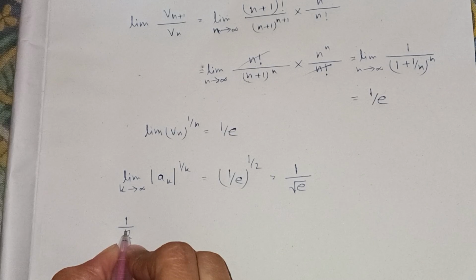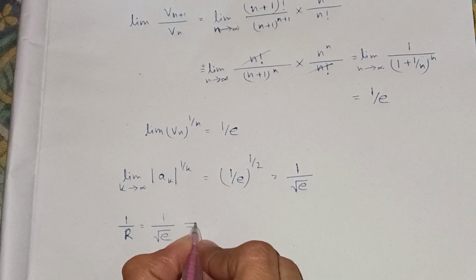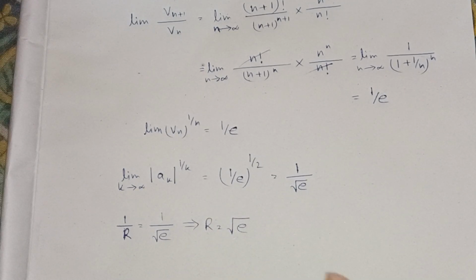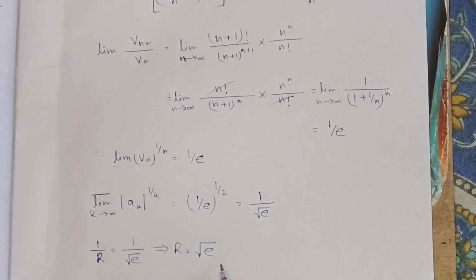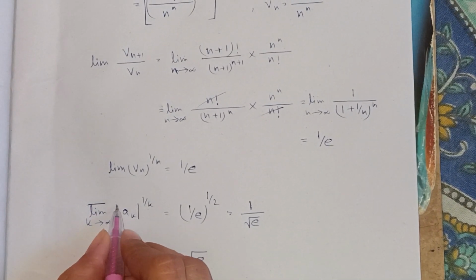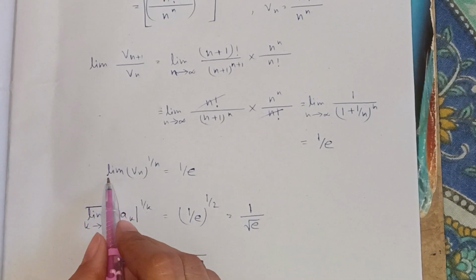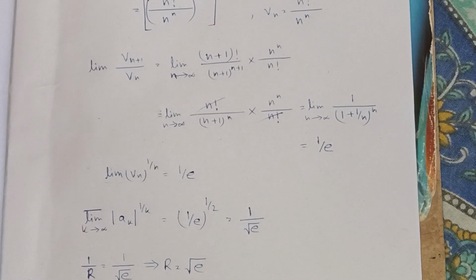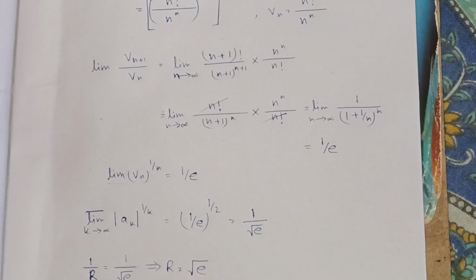1 over the limit. If the radius of convergence is r, then 1 by r is equal to 1 over root e. So r is equal to root e. So this is our required answer. So here we are done, and don't forget the most important thing, that here we are finding limit superior of mod ak whole to the power 1 over k, which is equal to the limit of the subsequence vn whole to the power 1 over n. That means vn is a subsequence of ak, right?